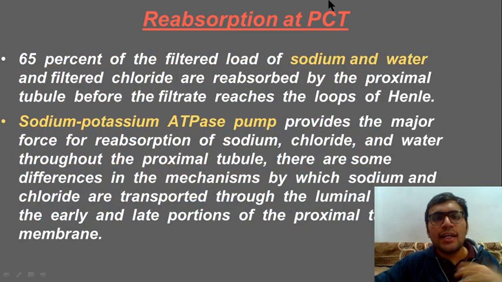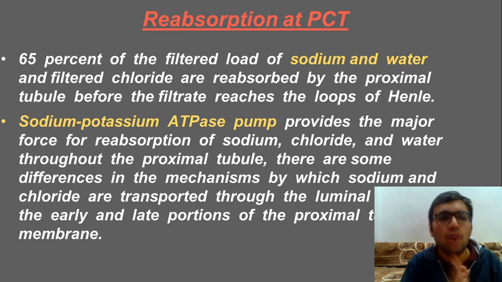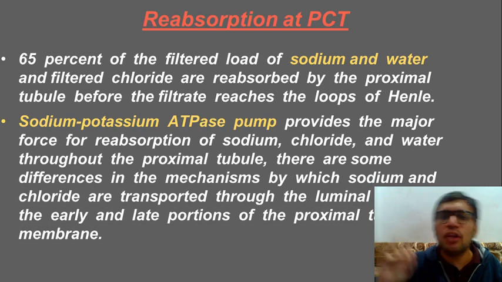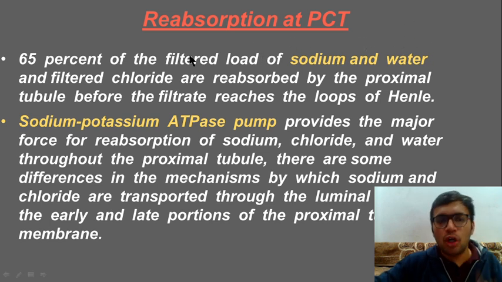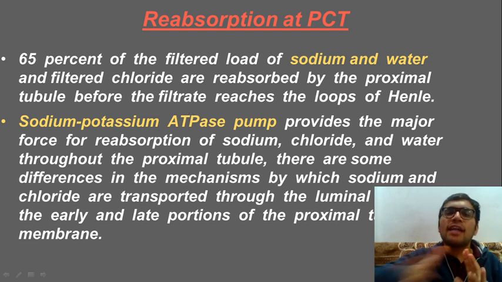Now let's focus on this thing. What is the reabsorption taking place at the PCT? What happens? 65% of the filtered load of sodium, water and chloride. Okay, chloride, although it is not 65%, is a little less, about 60%. But okay, the main ions which you need to remember are sodium, water and chloride, which are reabsorbed by the PCT before it reaches the loop of Henle. Okay, so half the work will be done by this.